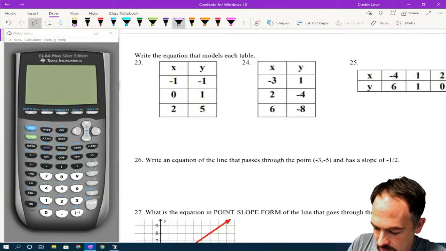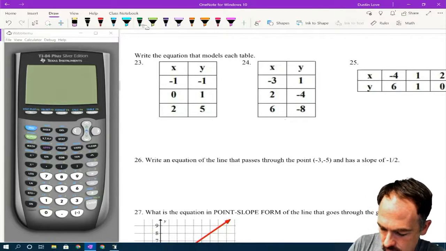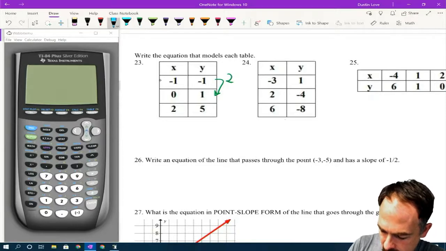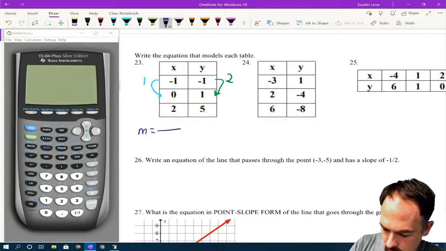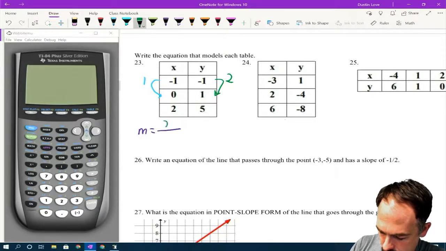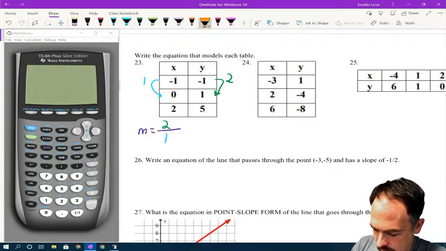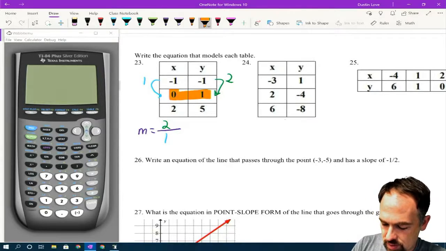So first off, let's do our slope. I've been doing these in green and blue just to keep up with that. From -1 to 1 is 2. And from -1 to 0 is 1. So my slope here is change in y, which is 2, over change in x, which is 1. So my slope is 2 over 1, it does not reduce. And I look at this and I see x equals 0, which means my y-intercept is 1.